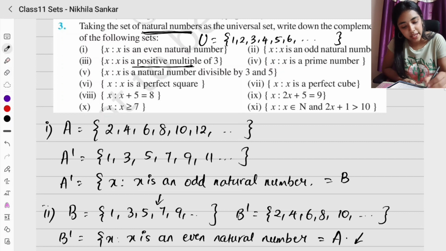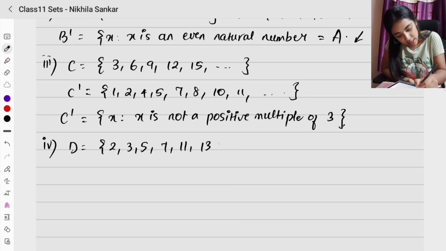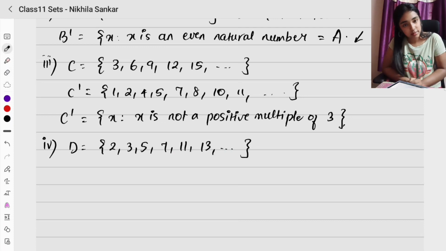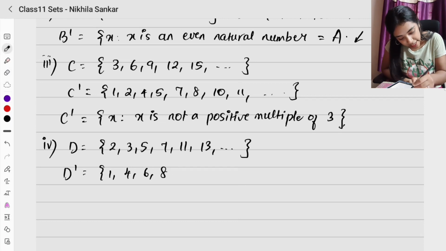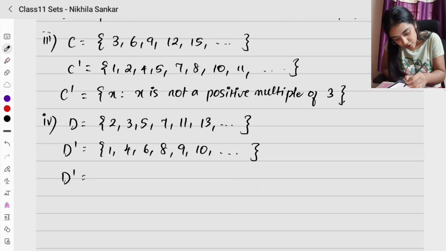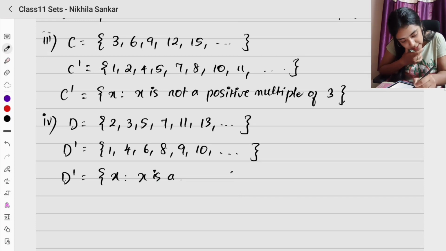Fourth subsection, x is a prime number. Okay. So I have D equals prime numbers: 2, 3, 5, 7, 11, 13 and so on. Correct? So this is going to be my prime numbers. So D dash is going to be 1, 4, 6, 8, 9, 10 and so on. So how do you write D dash? D dash is going to be x such that. So when you're given x is a prime number, what is the complement? x is a composite number.